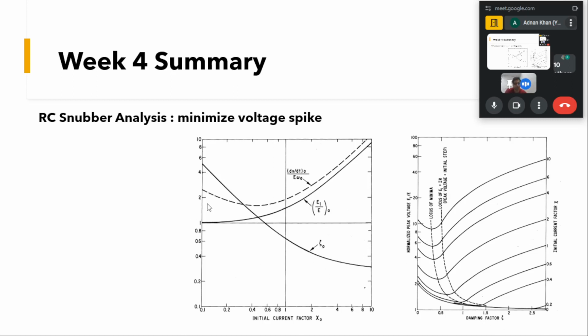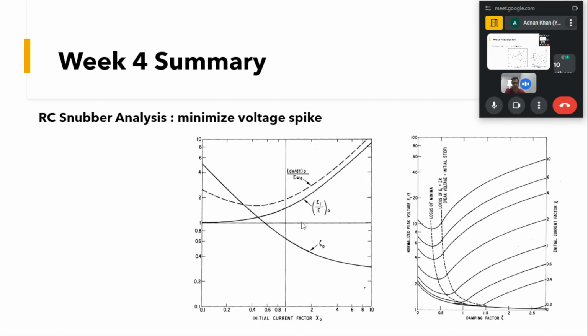Let us say we want an E1 by E ratio of around 2. That means we want our peak to go up to twice the rated device voltage. At that time, if we draw a vertical line, we can get some initial current factor chi for that, and at the same time it will cut the xi graph at some point, and from that we will draw a horizontal line that will give the value of xi at that point. So for an E1 by E of around 2, there will be some value of xi and chi at that point.